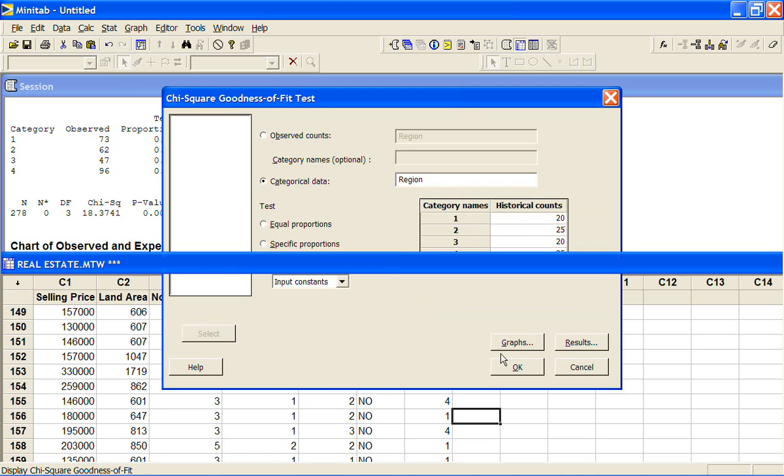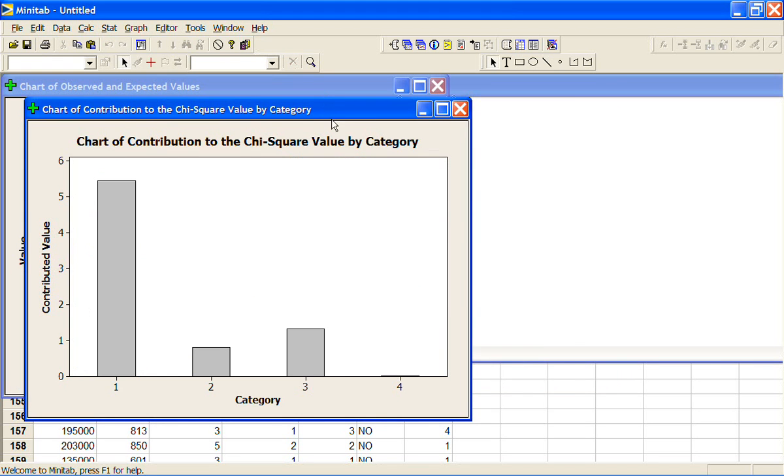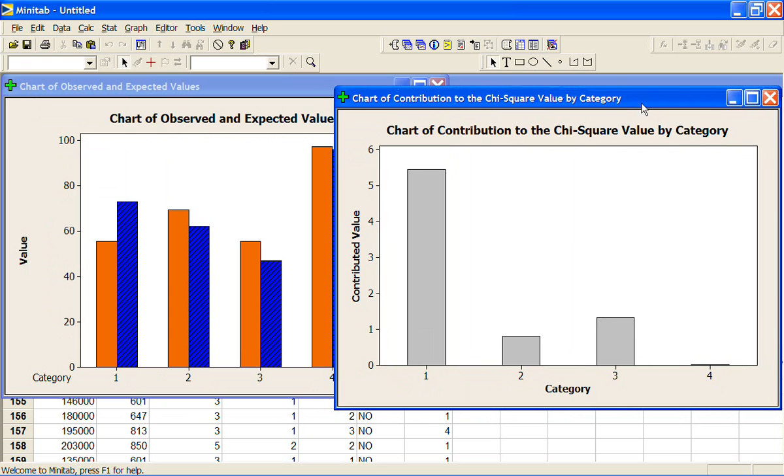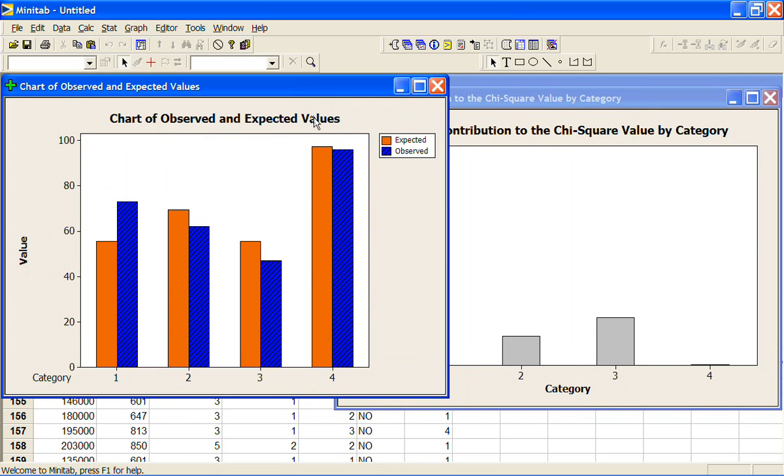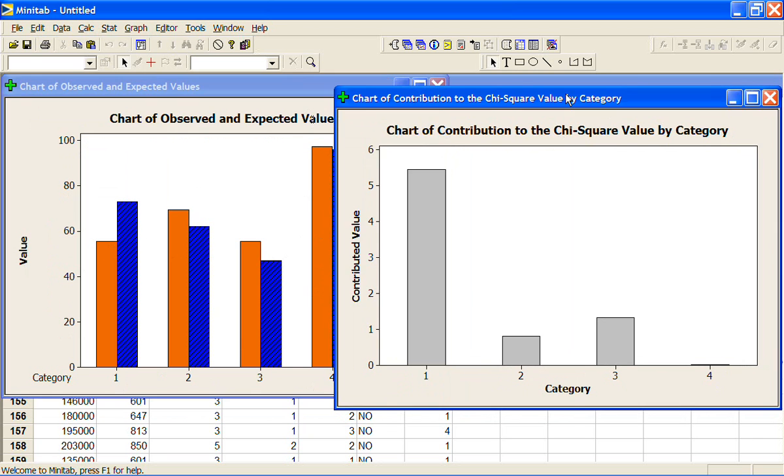This time we see that there's a closer match between regions 3 and 4, and actually region 1 is contributing the biggest value of the test statistic now. Close these off. Let's look at the actual test.